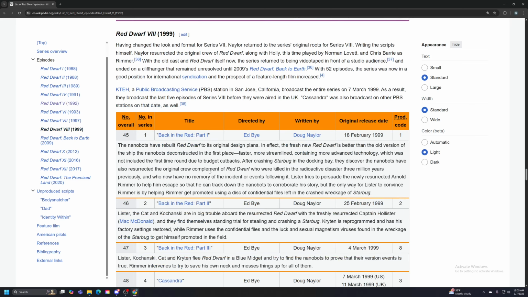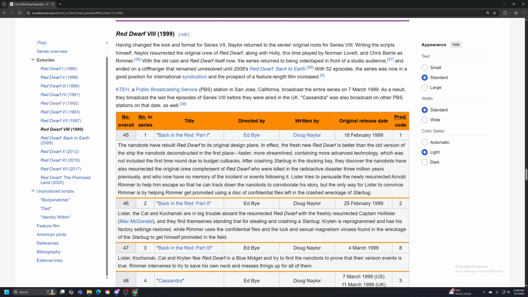Red Dwarf 8, 1999. Having changed the look and format for Series 7, Naylor returned to the series' original roots for Series 8. Writing the scripts himself, Naylor resurrected the original crew of Red Dwarf, along with Holly, this time being played by Norman Lovett, and Chris Barrie as Rimmer.